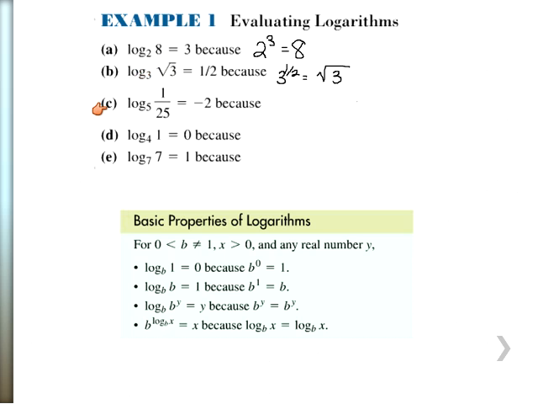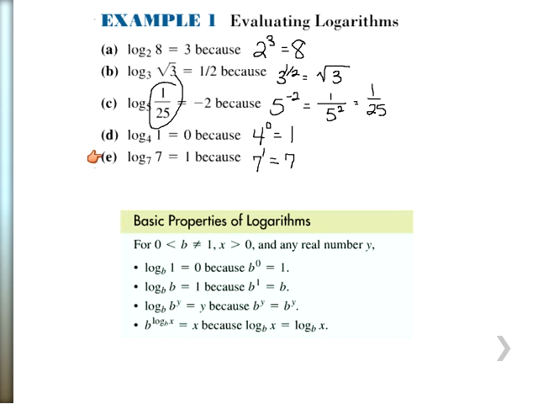In part C, it's going to be 5 to the -2 power, and remember that is the same thing as saying 1 over 5 squared, which is 1 over 25, which is what we have here. For part D, we have 4 to the 0 power, and we know anything to the 0 power is equal to 1. And lastly, we have 7 to the first power, which is going to equal 7, which is what we have right here.